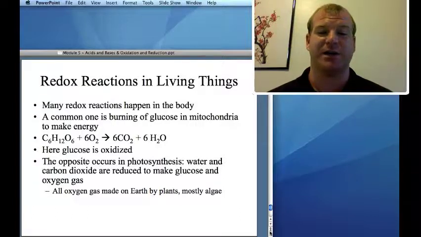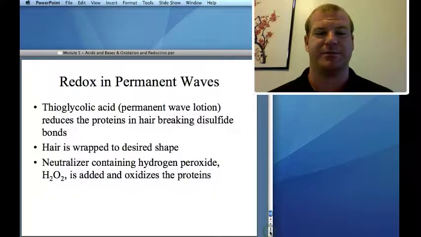And photosynthesis is reduction. So photosynthesis is carbon dioxide and water being reduced to form sugar. And all the oxygen here on Earth is made by plants, mostly algae. Algae are the ones that produce about 80%. Not trees. A lot of people think trees produce the oxygen on the planet. Trees don't really produce that much. Algae is what makes the oxygen here on Earth.